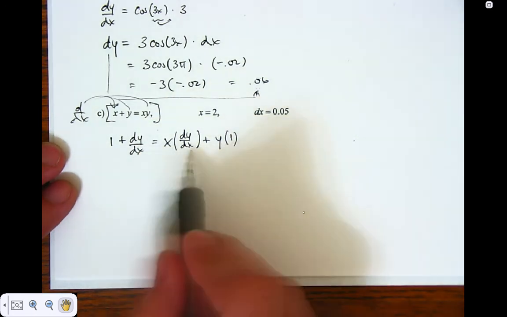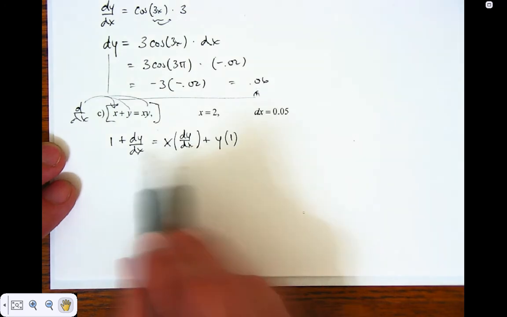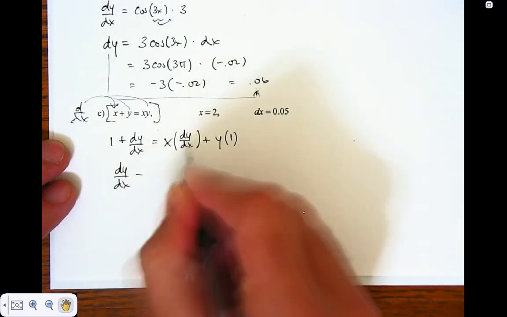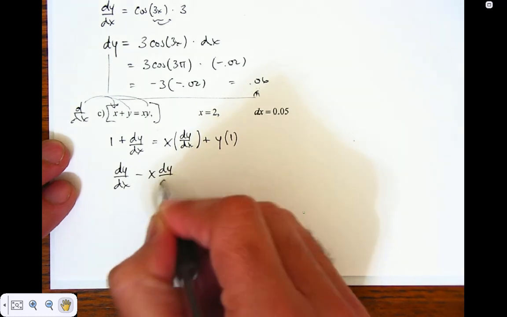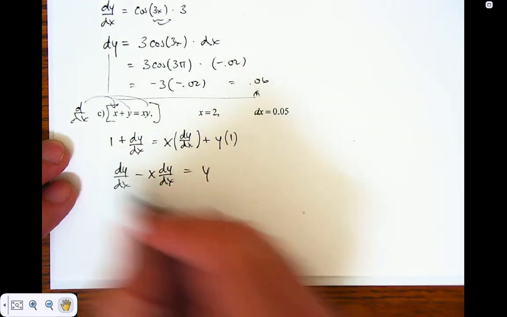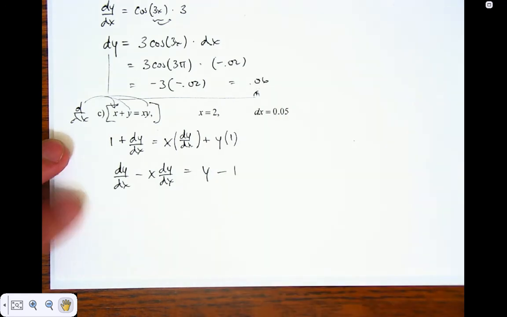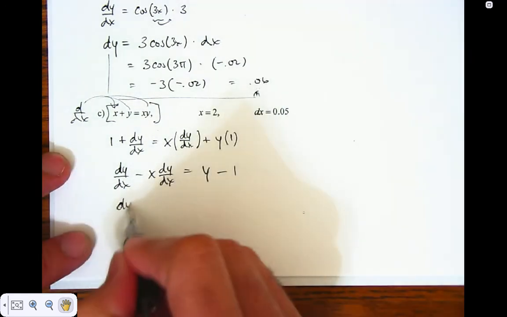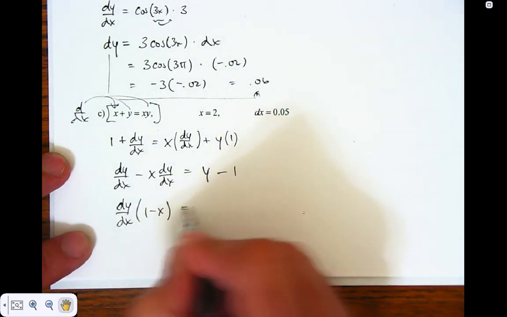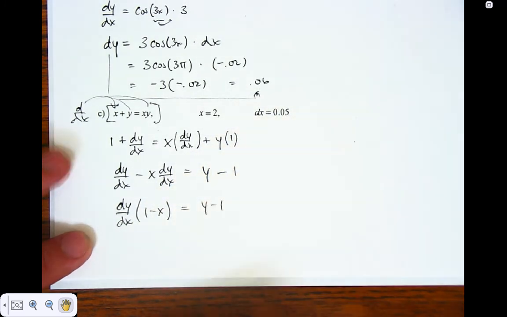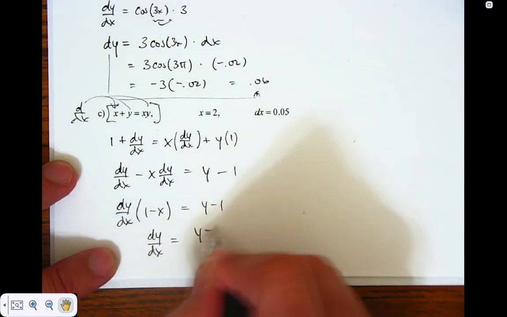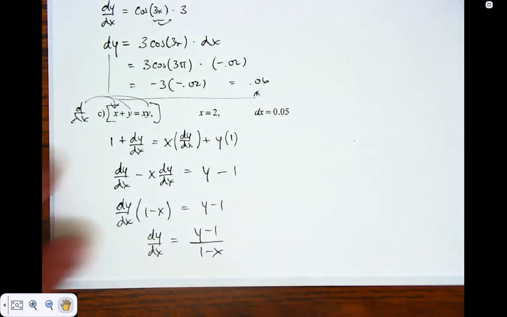I know I have to solve for this, so let's get these two terms on the same side. I have dy/dx minus x dy/dx equals, there's a y on this side, and then you have to subtract 1 over here to get that there. Now I can factor out my common term, dy/dx, times 1 minus x equals y minus 1. And so I get dy/dx is equal to y minus 1 over 1 minus x.